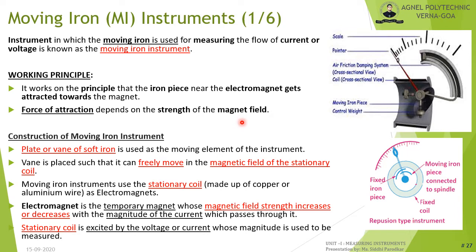Let us see the construction of moving iron instrument. Moving iron instruments consist of a vane or a plate of a soft iron which is free to move and a stationary coil that acts as the electromagnet. Electromagnet is a temporary magnet whose magnetic field strength increases or decreases with the magnitude of the current which passes through it. The stationary coil is fed with the voltage or a current whose magnitude is required to be measured.